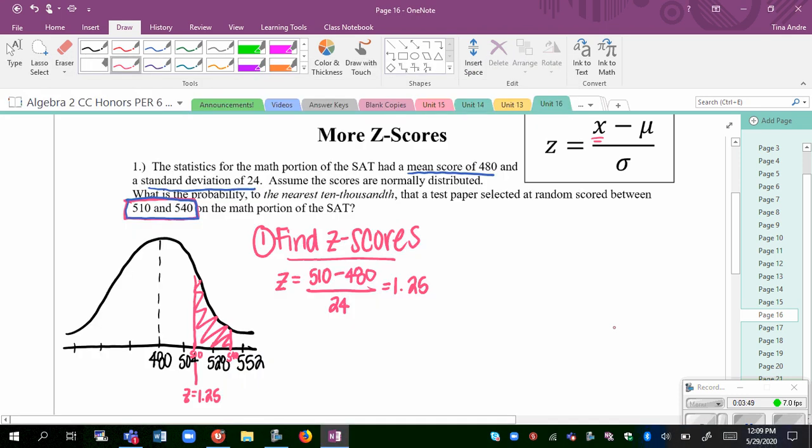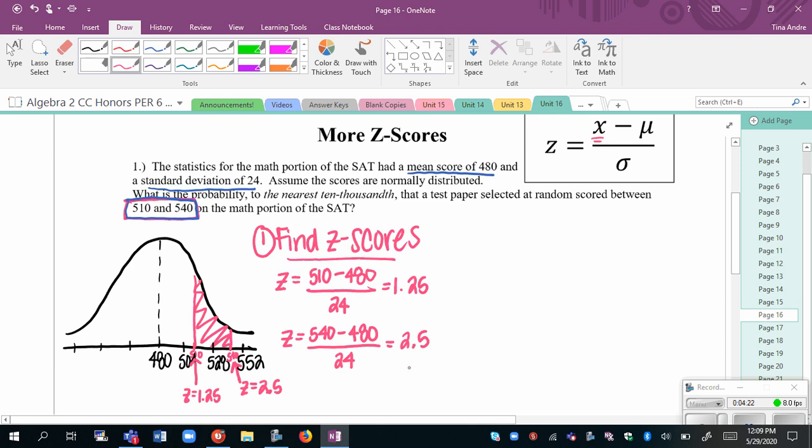And then for the 540, I can't even read what I have here. So for 540, we'll plug in 540, subtract off the 480, divided by the standard deviation. That's going to give me 2.5, which again makes perfect sense because that's about halfway between the 528 and the 552. So this is a z-score of 2.5, so 2.5 standard deviations above the mean.